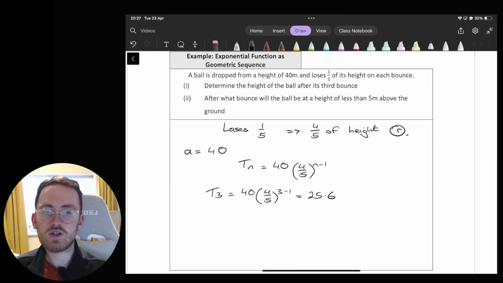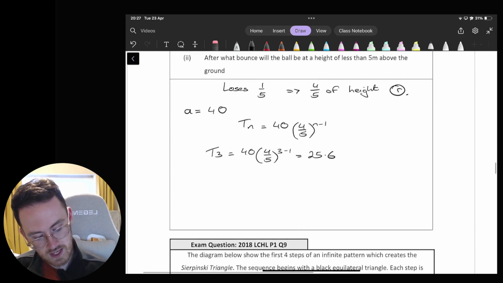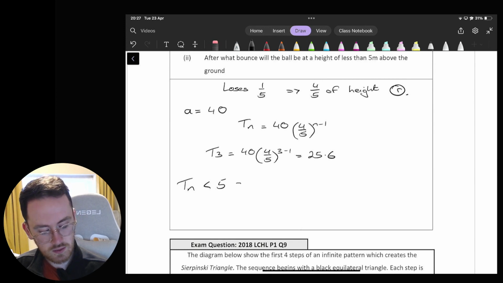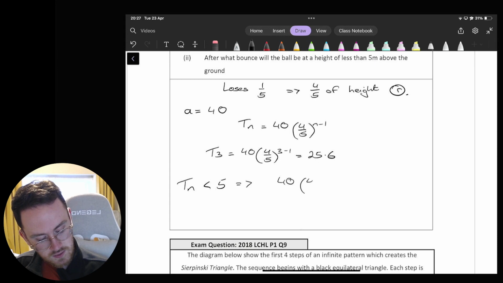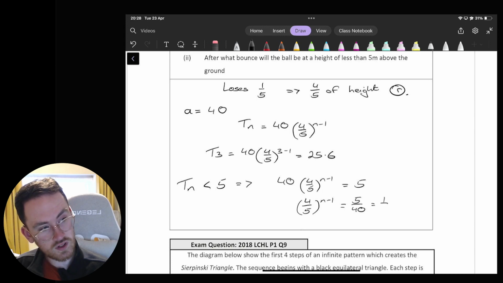And after what bounce will the ball be at a height of less than 5 meters above the ground? Okay, so less than 5 meters. So we want Tn to be less than 5. Let's consider what it would be when it's equal to 5. So we're looking at 40 times 4/5 to the power of n minus 1 being equal to 5. 4/5 to the power of n minus 1 equals 5/40, which of course is just 1/8, but we can leave this as 5/40.